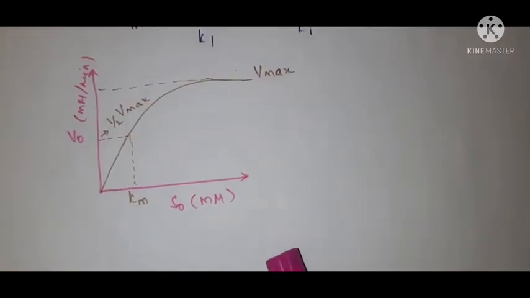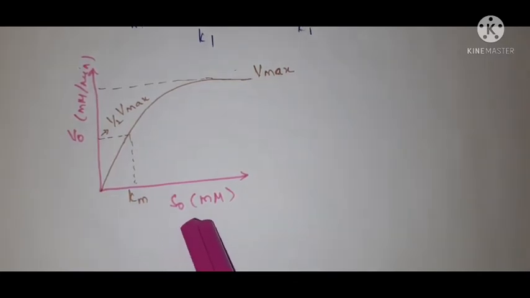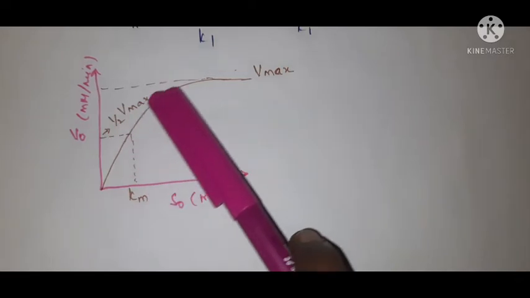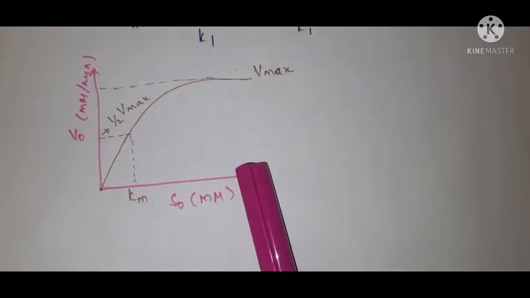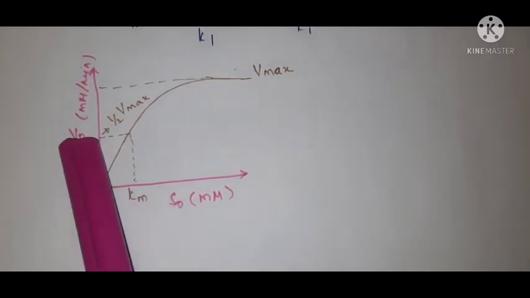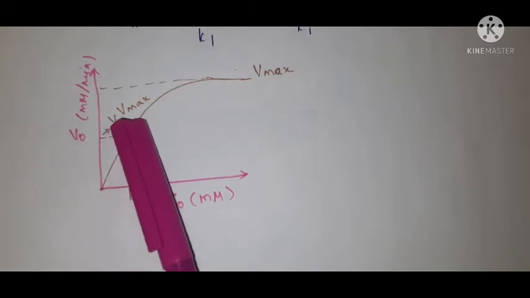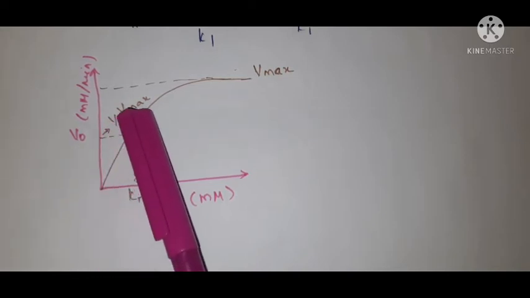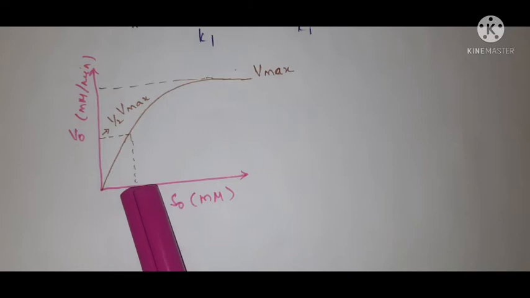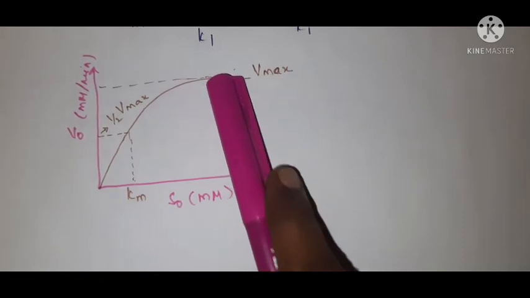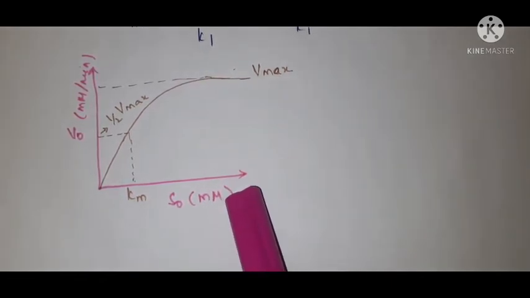Then if you plot a graph between V0 against S0 at constant total enzyme concentration, it is found to be a rectangular hyperbola. From this graph we come to know that at relatively low substrate concentration, V0, that is the velocity, increases linearly with increase in substrate concentration. At higher substrate concentration, V0 increases by smaller and smaller amounts in response to increase in substrate concentration.